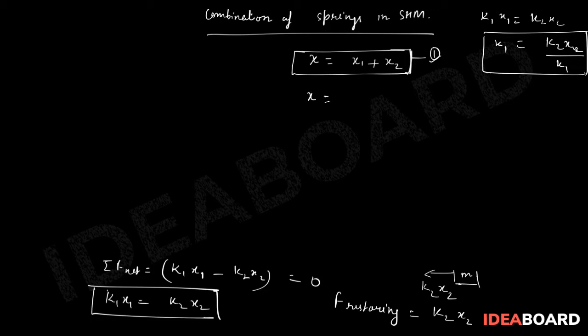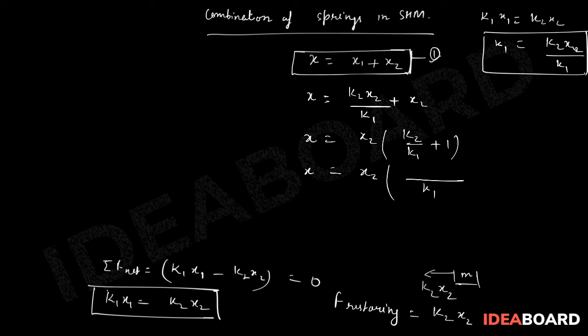X will be equal to, so X1 we can replace, X2 we need, then we can get a relation with X2 and X. So this will be, X2 can be taken as common, K2 by K1 plus 1. This is X. From here, X is K2, take LCM, so K1, K2 plus K1. From here, X2 will be achieved, K1 upon K1 plus K2 into X.